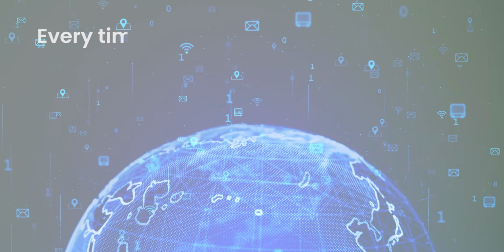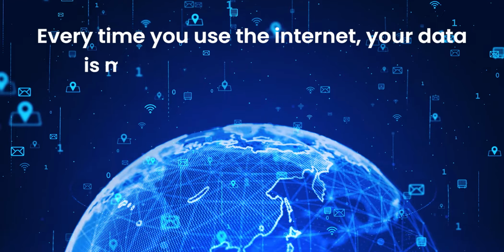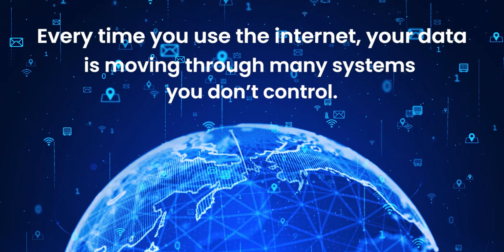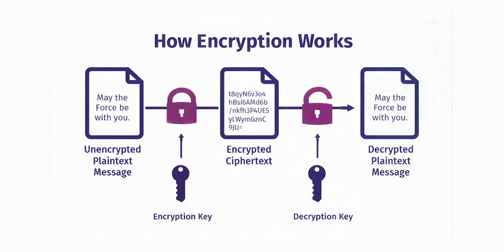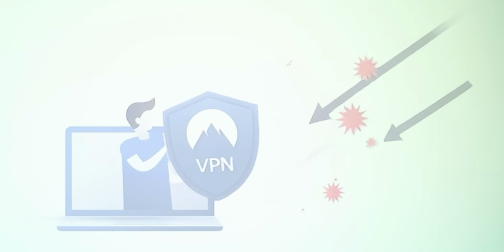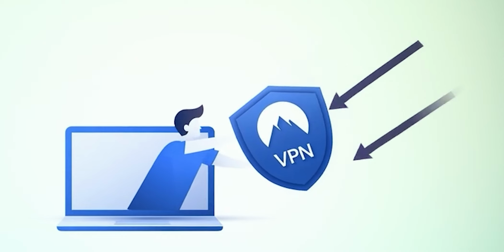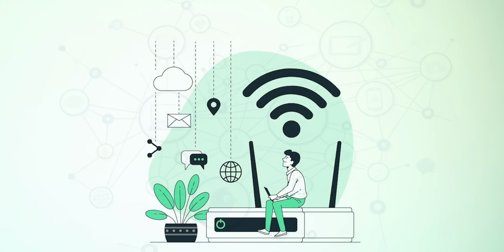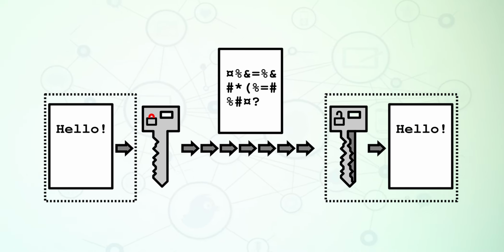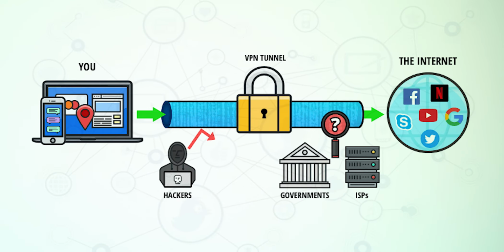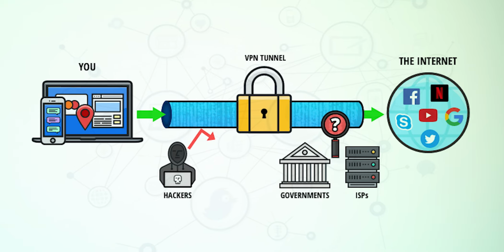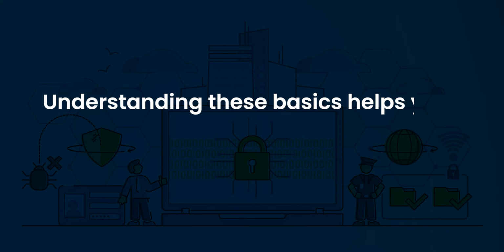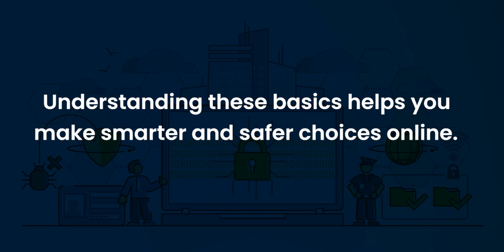Let's recap what we learned today. Every time you use the internet, your data is moving through many systems you don't control. Encryption makes sure that even if someone intercepts that data, they can't understand it. A VPN adds another layer by protecting your connection itself, especially on unsafe networks like public Wi-Fi. Basically, encryption protects the message. A VPN protects the journey the message takes. Understanding these basics helps you make smarter, safer choices online.